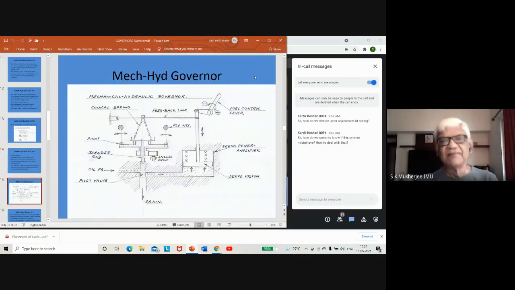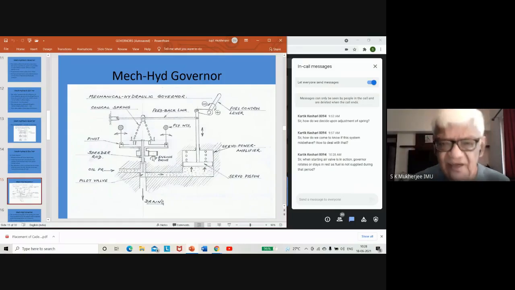Now here is the mechanical hydraulic governor, which will give better control of the RPM. Now you see, we have the same arrangement as what we saw in the flyweight governor. The only difference is the spring. What you see here is a conical spring.